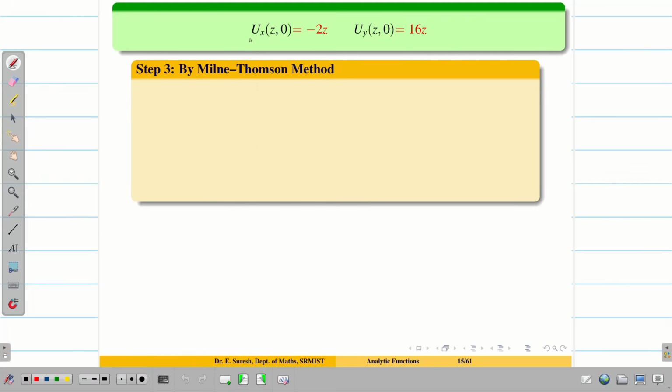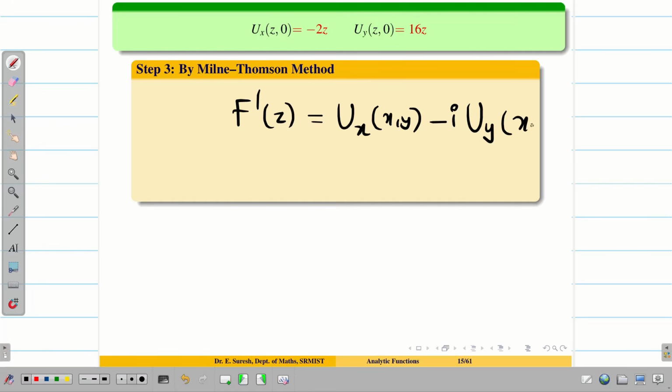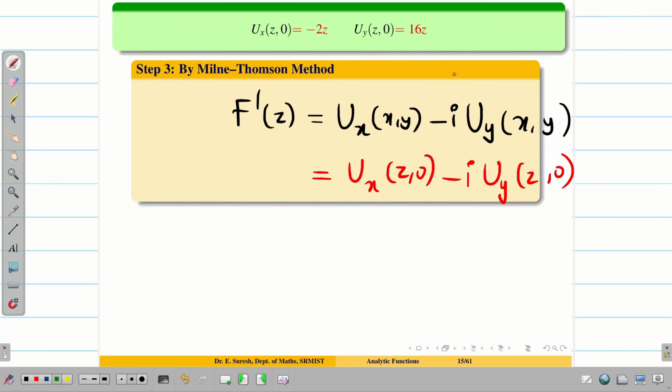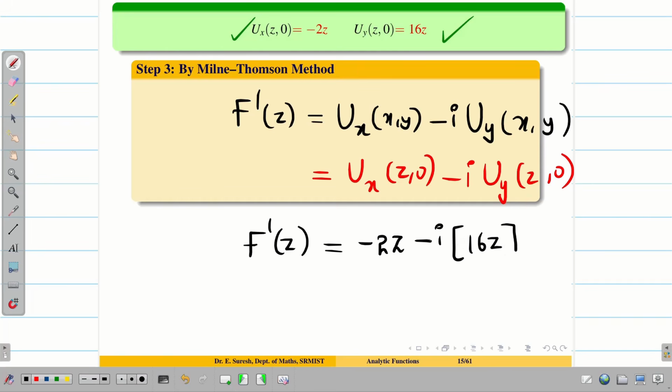Next, step 3. Since the problem is real part, we know that capital F dash of z is capital Ux of (x, y) minus i into Uy of (x, y). By Milne Thomson's method, this is equal to Ux of (z, 0) minus i into capital Uy of (z, 0). Those values are readily available from step 2. So my capital F dash of z is minus 2z minus i into 16z. Now let us take minus 2 and z in common. So we get minus 2 into (1 plus 8i) into z. This is my capital F dash of z.